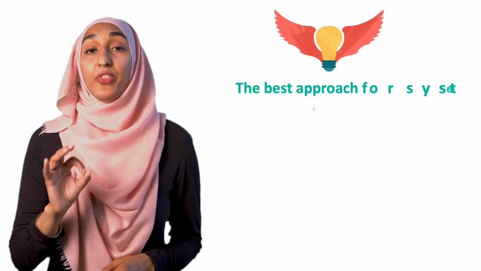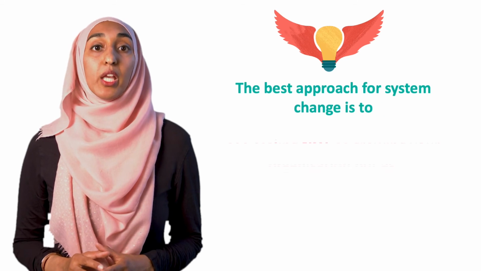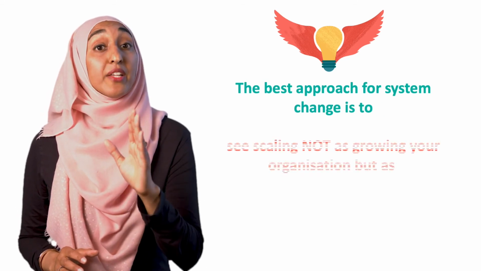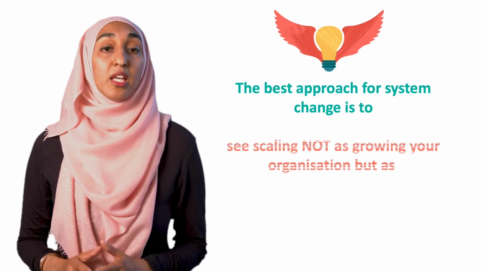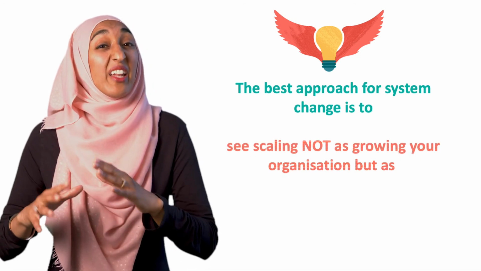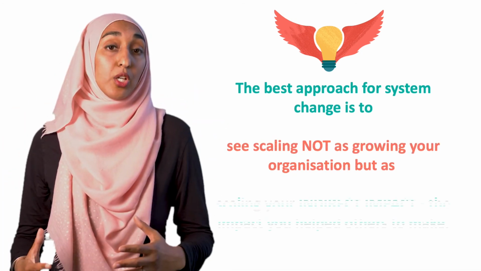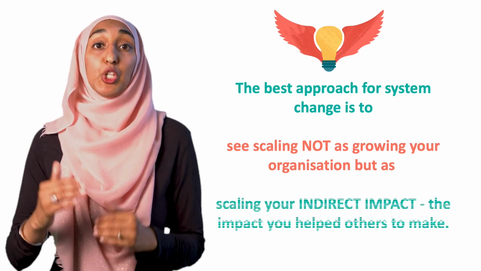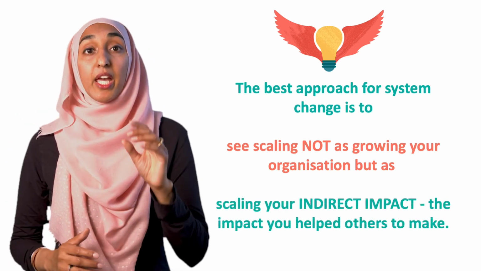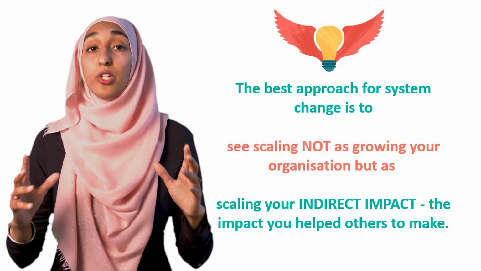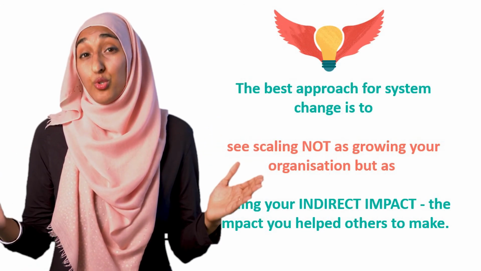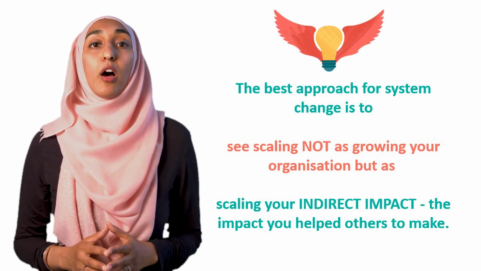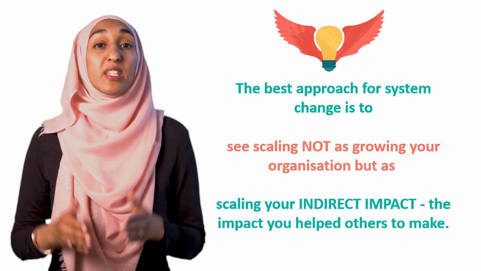So, if there's one thing to take away from this module, it would likely be that the best approach for systems change is to see scaling not as growing your organization, but as scaling your indirect impact, the impact you help others to make. It's an approach that requires a greater degree of openness than is usual. Later modules will cover how to achieve this openness in depth.